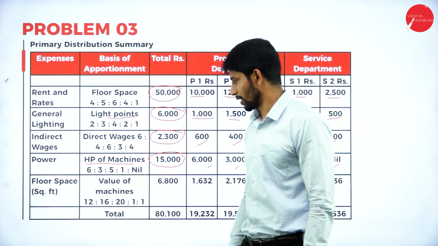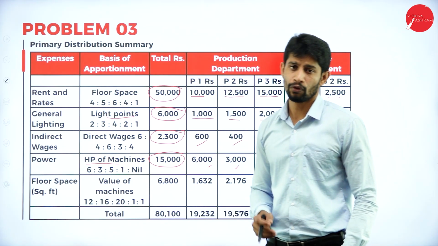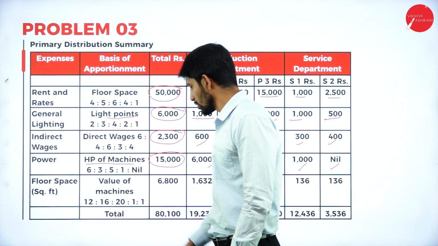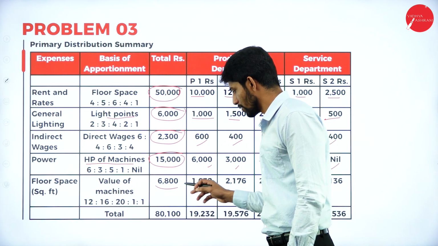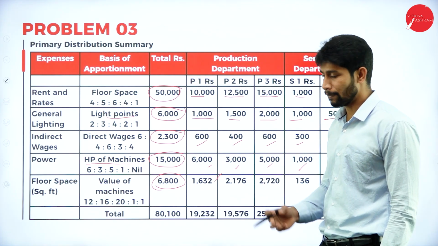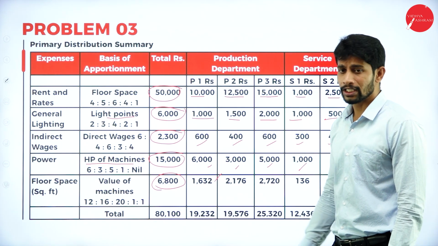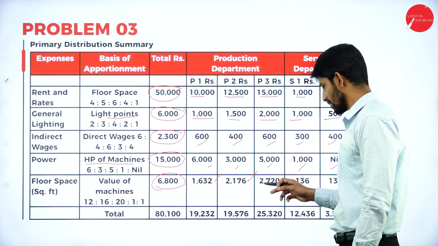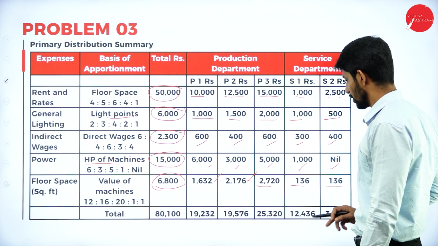Next, floor space, value of machine. So floor space is based upon the value of the machine. The ratio is 12:16:20:1:1. So totally 6,800 is the expenditure. If you distribute among different departments, production department 1 will get 1,632. Production department 2, 2,176. Next 2,720. Next 136 and 136.